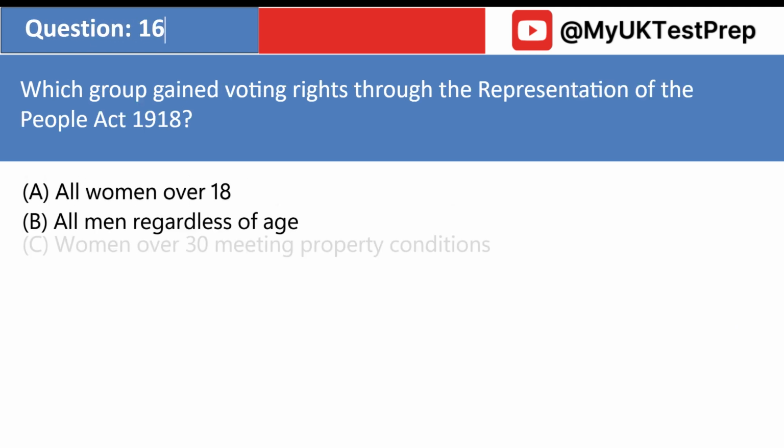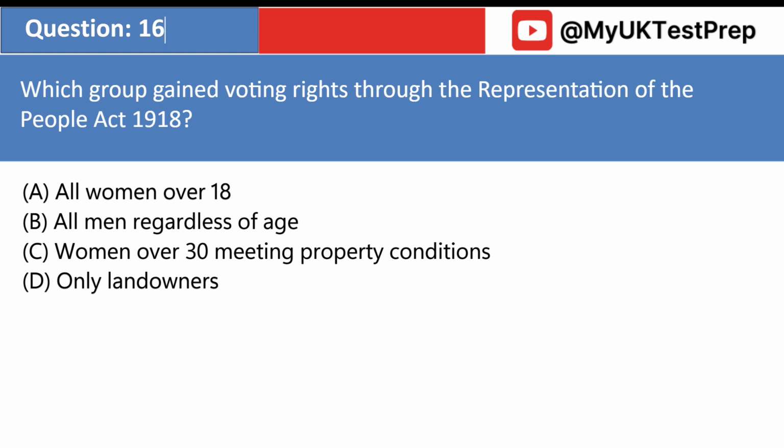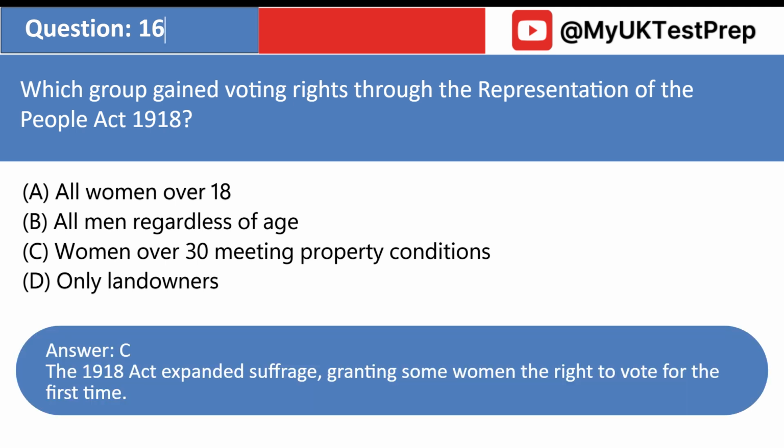Which group gained voting rights through the Representation of the People Act 1918? A. All women over 18. B. All men regardless of age. C. Women over 30 meeting property conditions. D. Only landowners. Answer: C. The 1918 Act expanded suffrage, granting some women the right to vote for the first time.